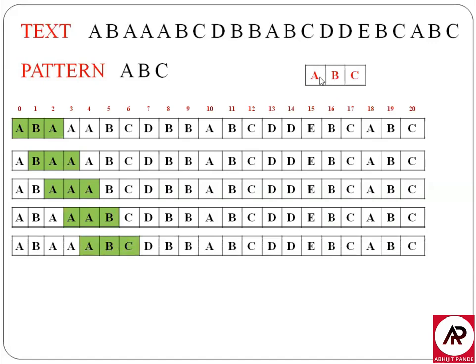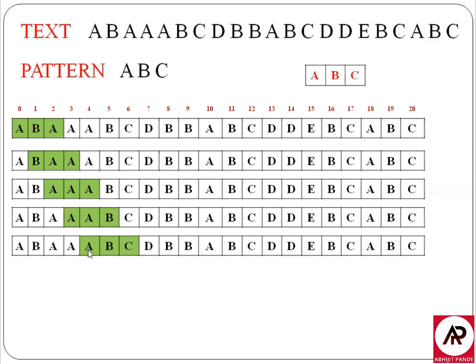Now in this case, the first character of the pattern is similar to the first character of the string. The second character of the pattern is also similar to the second character of the string, and the third character of the pattern is also similar to the third character of the string. It means that the pattern ABC is completely present in our string. So for ABC, what is the position of character A?